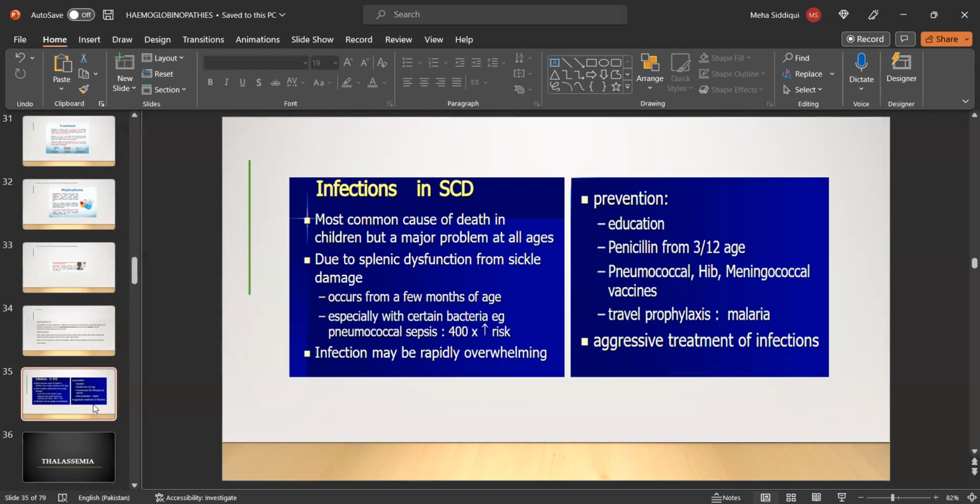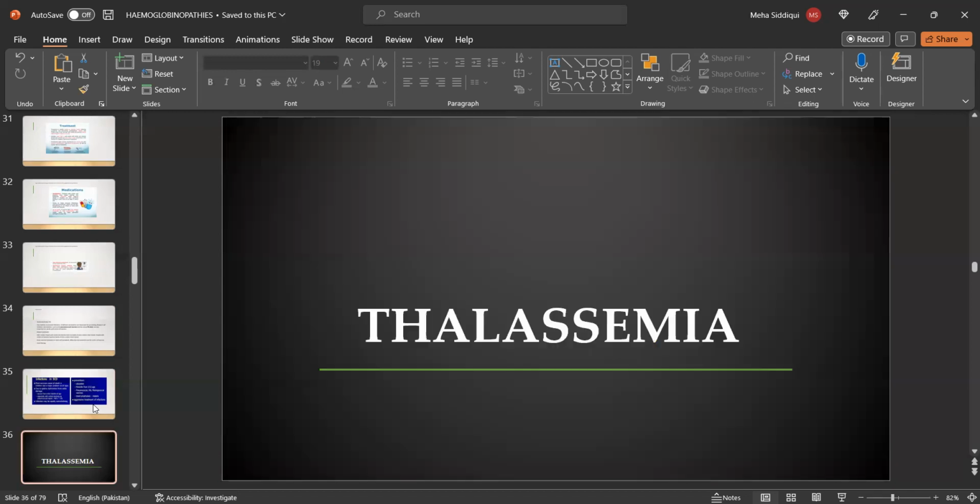Infections in sickle cell disease are the most common cause of death in children but a major problem at all ages. Due to splenic dysfunction from sickle damage, it occurs from a few months of age, especially with certain bacteria. Infection may be rapidly overwhelming, and prevention is done by education, penicillin, and vaccines like pneumococcal, Haemophilus influenzae, and meningococcal vaccines, travel prophylaxis for malaria endemic areas, and aggressive treatment of infections.